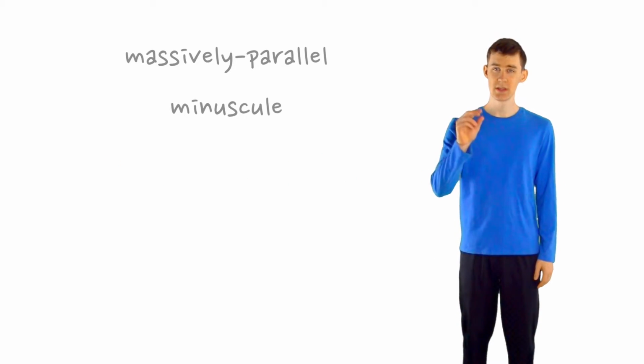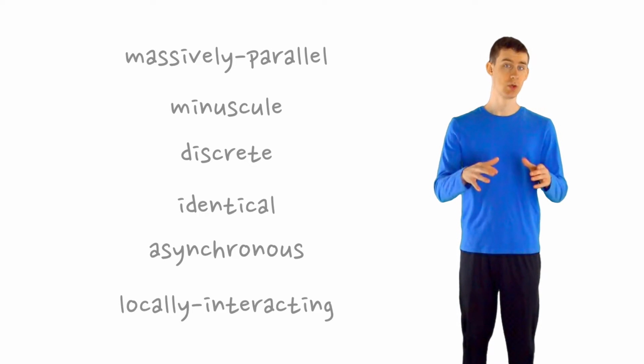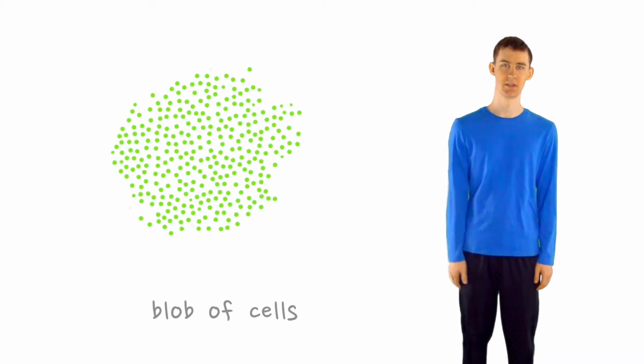Formally stated, it's a massively parallel network of minuscule, discrete, identical, asynchronous, locally interacting processing units, or as I like to say, a blob of cells. Let's look at this definition a little more closely.